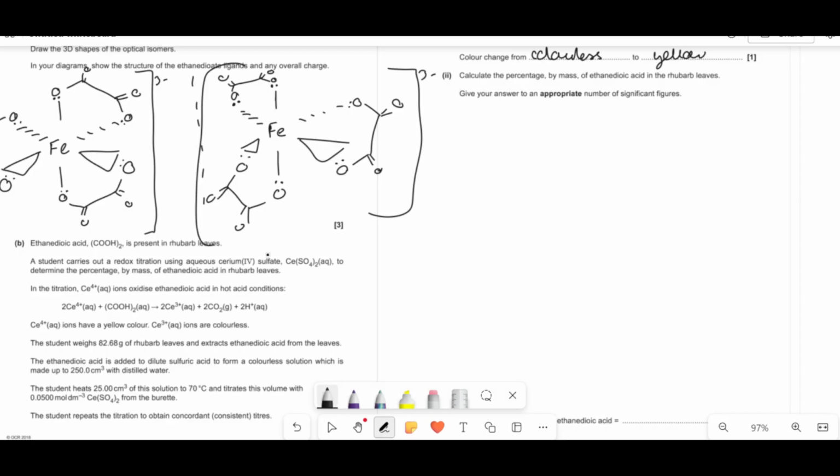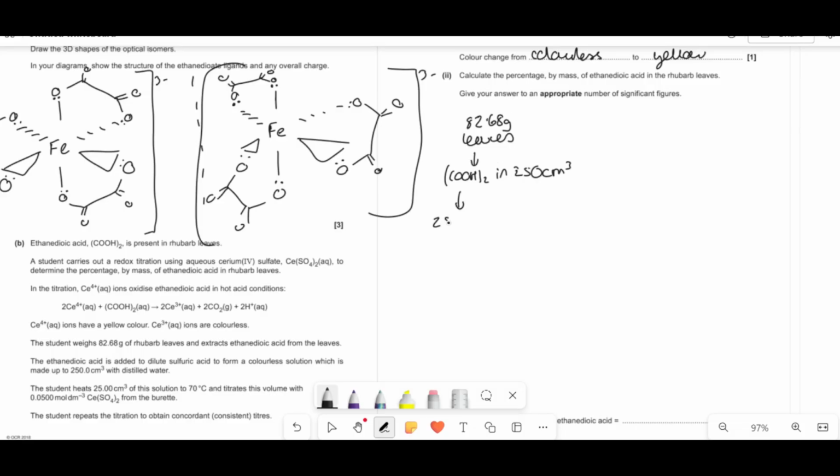So they do a redox titration with this and whatever, right? So what they do is the student weighs these rhubarb leaves. So we have 82.68 grams of these leaves. And what they do is they extract the ethane dioic acid. So I'm just going to write the (COOH)2 here. They get this and they add it to dilute sulfuric acid, and there's 250 cm³. So in this, really, we have 250 cm³ of this ethane dioic acid that will have come from the leaves, right? Then what did they do?